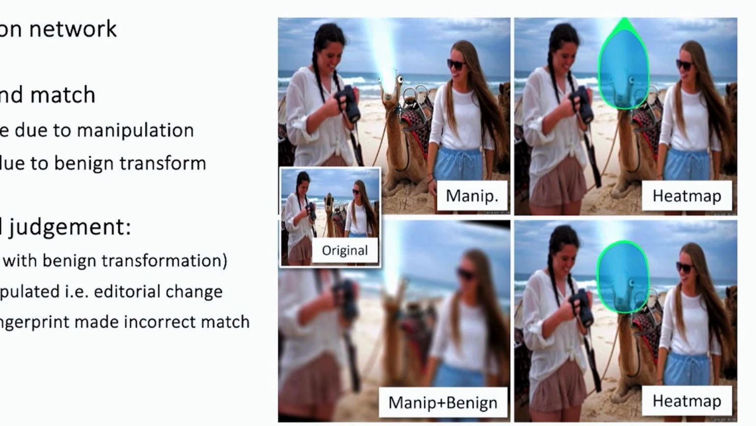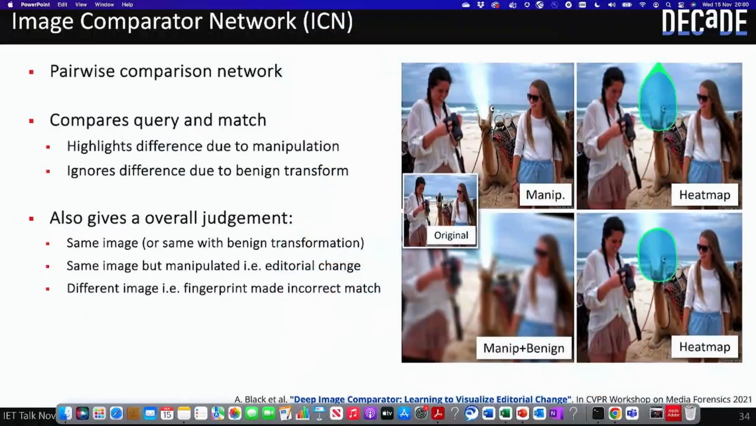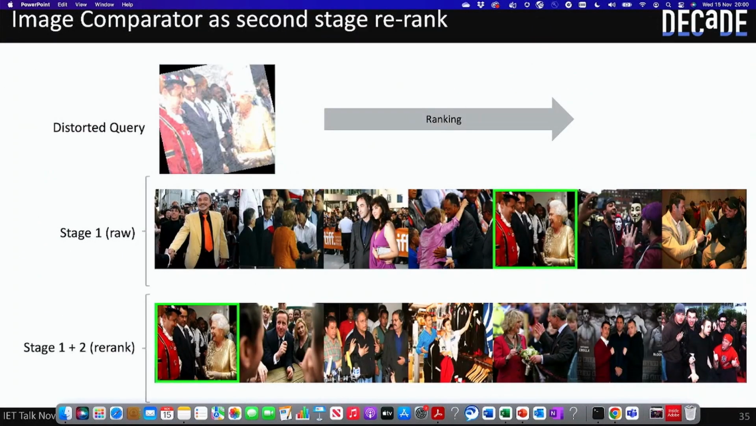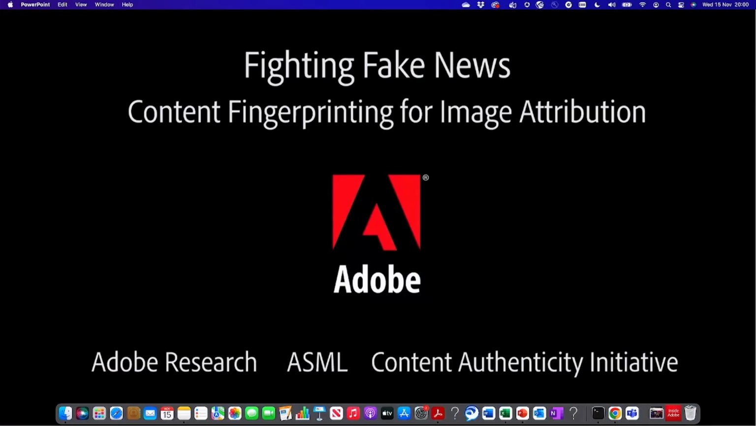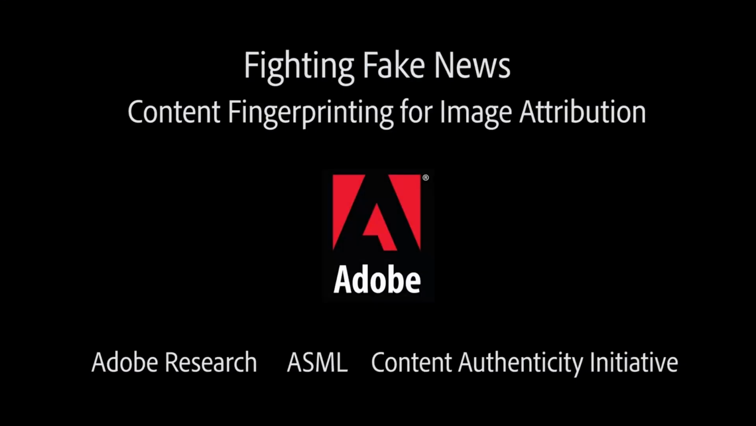It also gives an overall judgment as to whether the image is the same, subject to any of those non-editorial transformations, benign transformations, the same but manipulated or completely different. And we can use those scores to re-rank our search results for high accuracy, which is what we're showing here. I'm going to play a quick video here, showing you some examples of that system in operation.